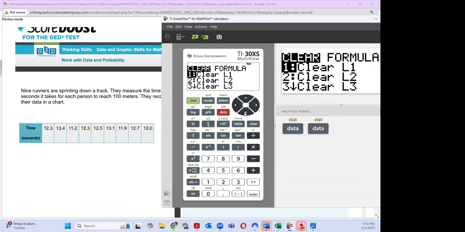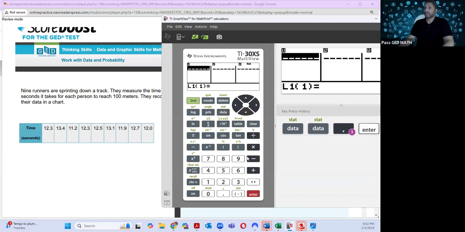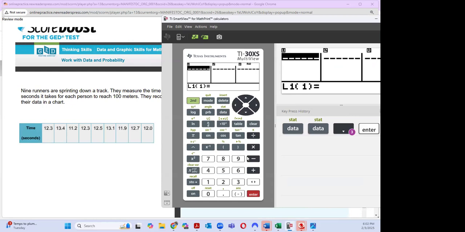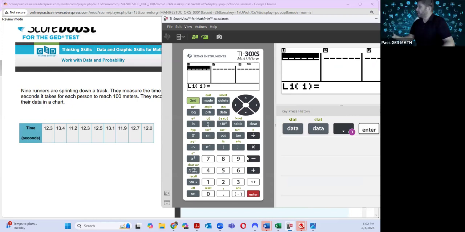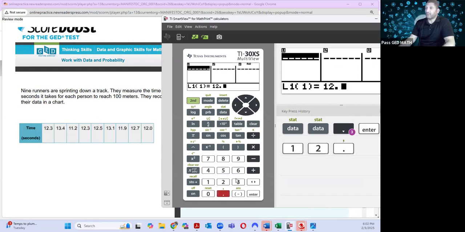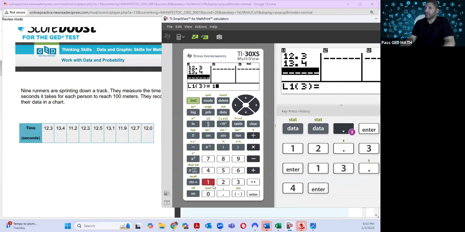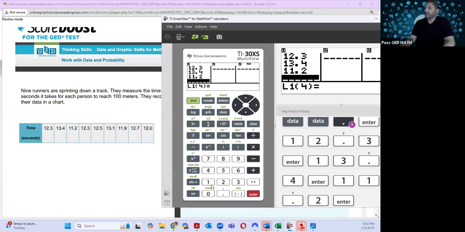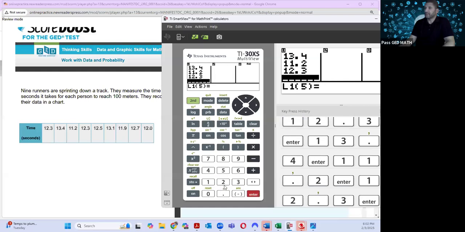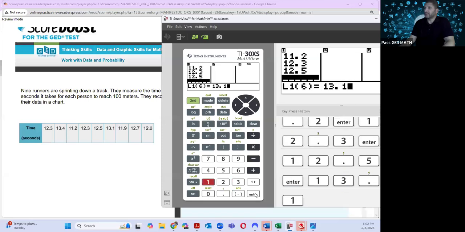Do you have your calculator out with you? No, I don't have it. So you can go to data. If there's something in those columns, you hit data again, hit clear, then go down to clear all.